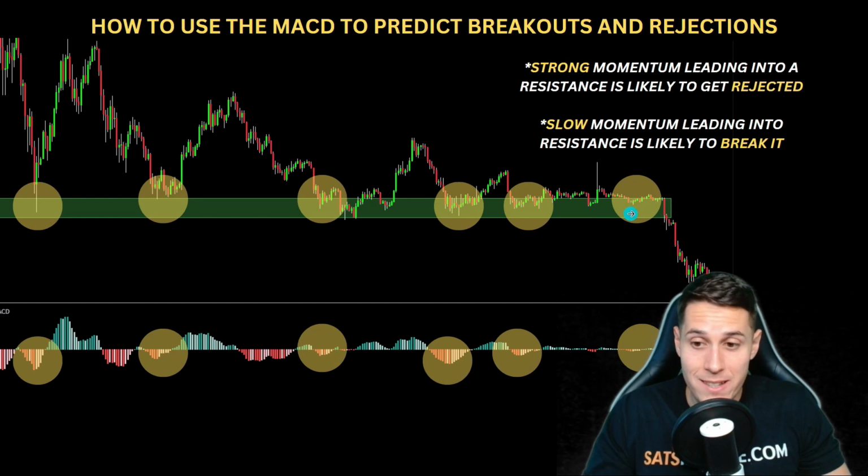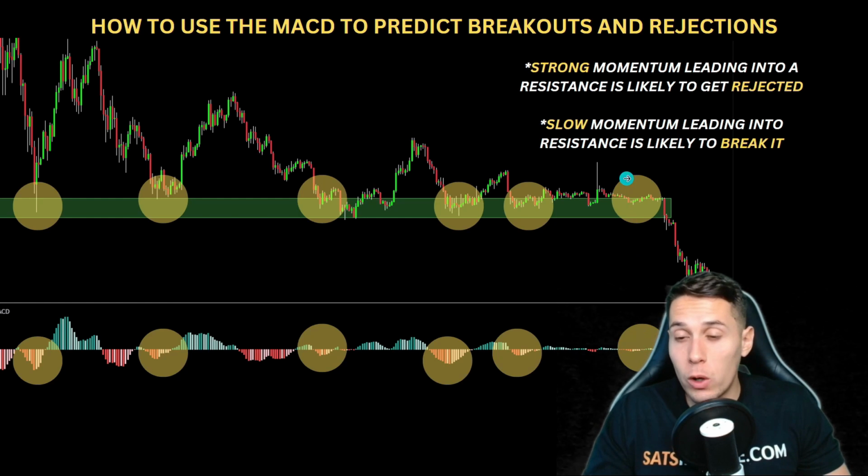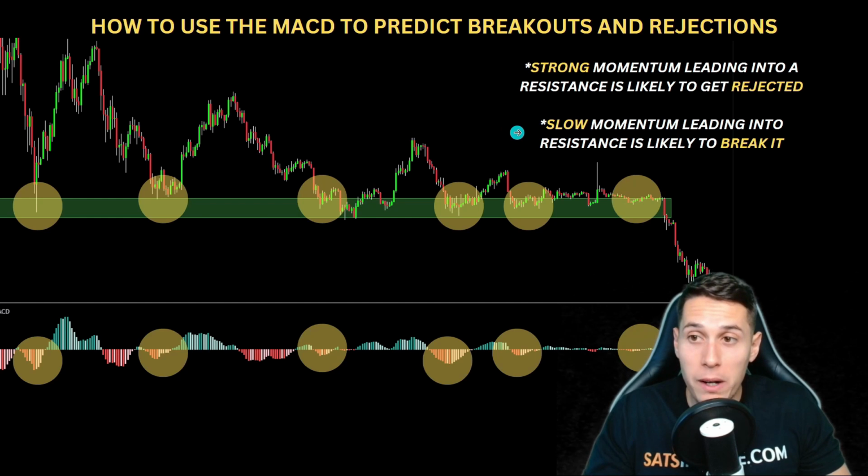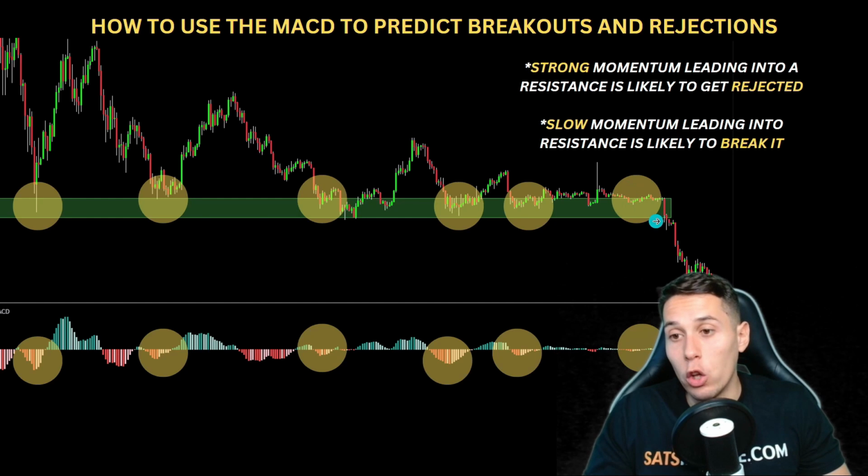Price goes into the resistance and the momentum is very slow. Actually, right before this breakout, the momentum even turns positive, right? You see that the bars here are green. Well, that's exactly what you want to see in order to anticipate a break of the resistance. Slow momentum, guys, leading into resistance is likely to break, and that's exactly what happened.